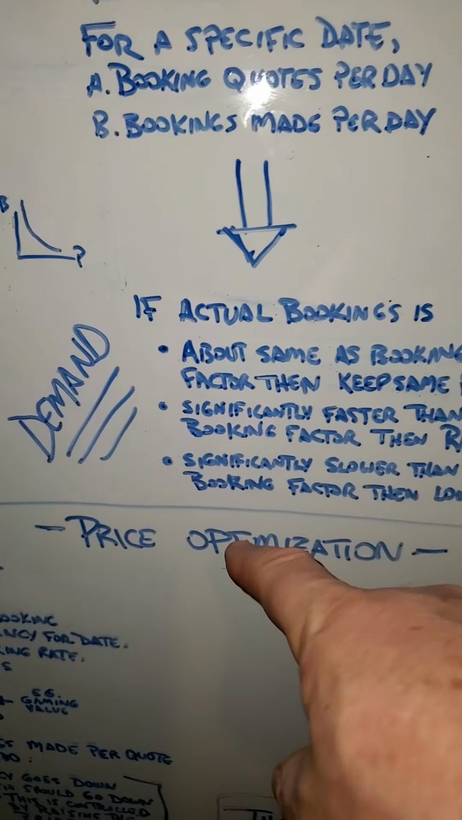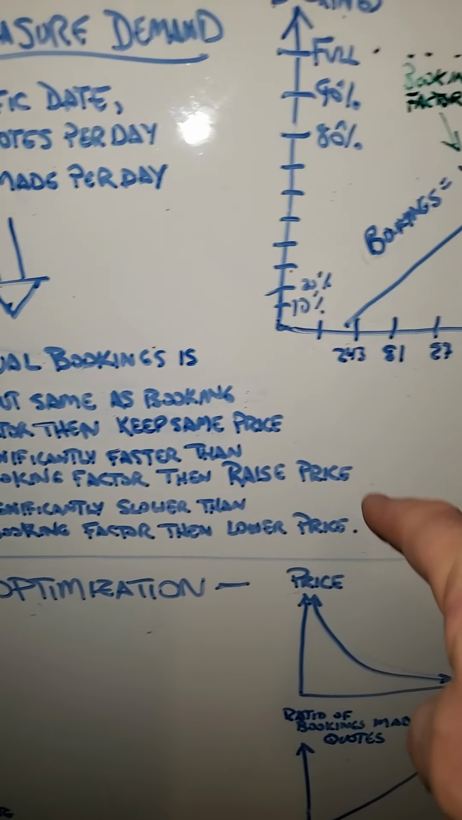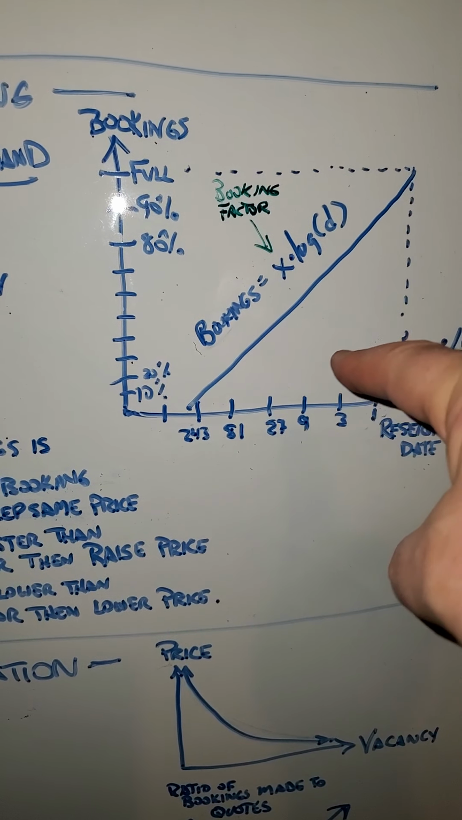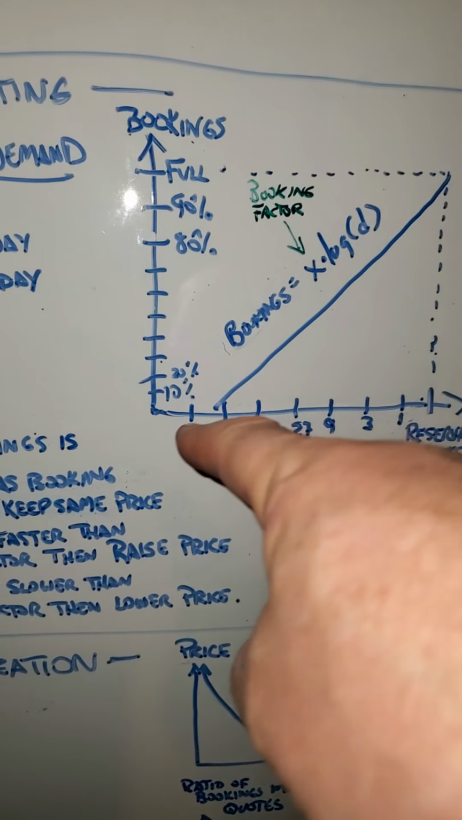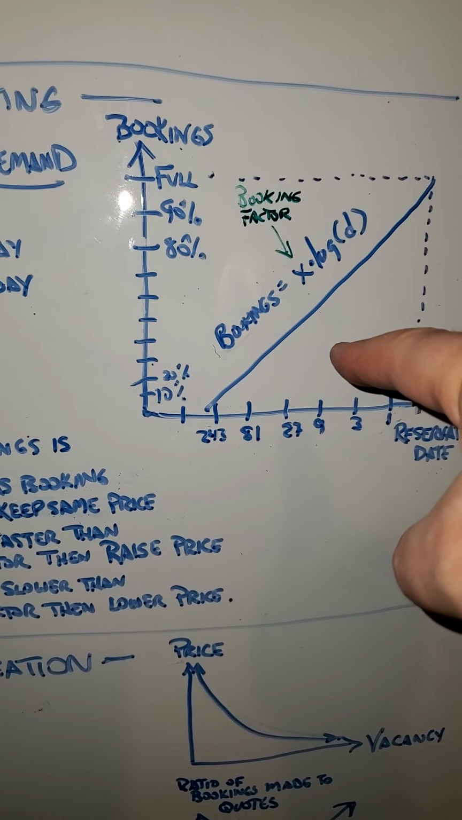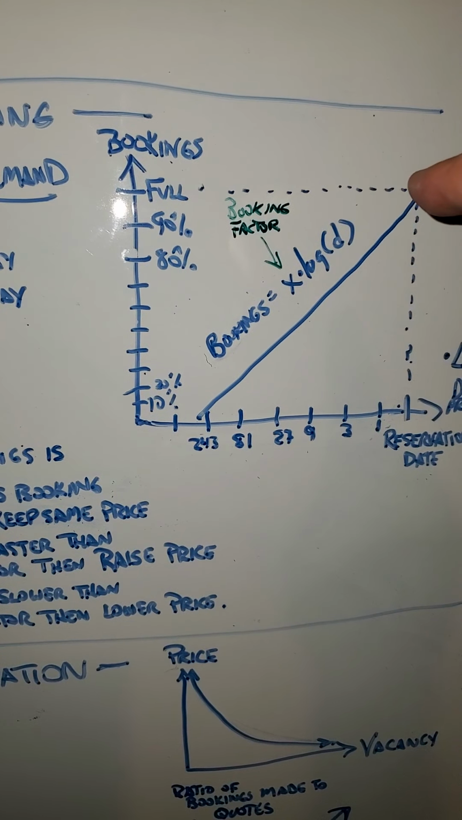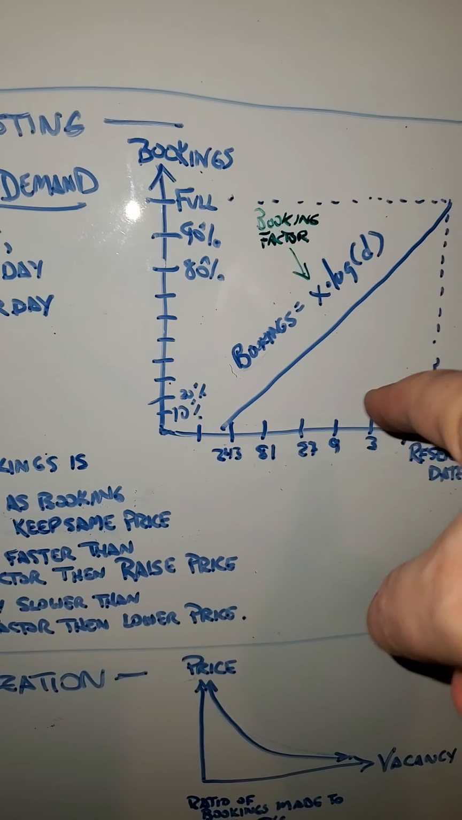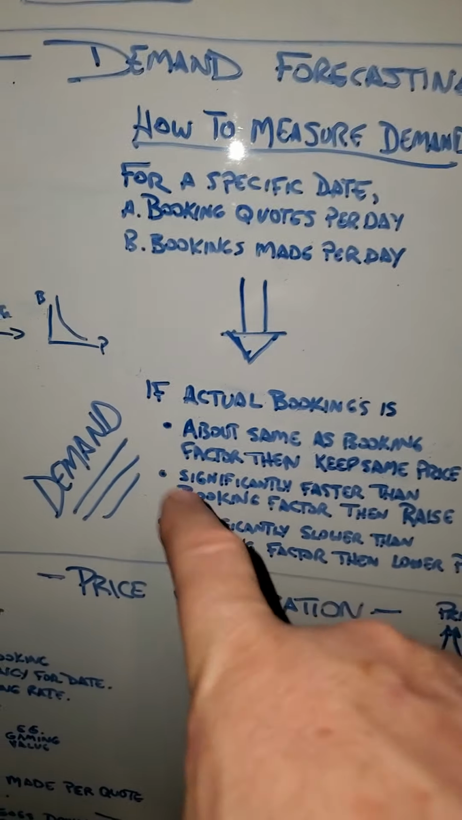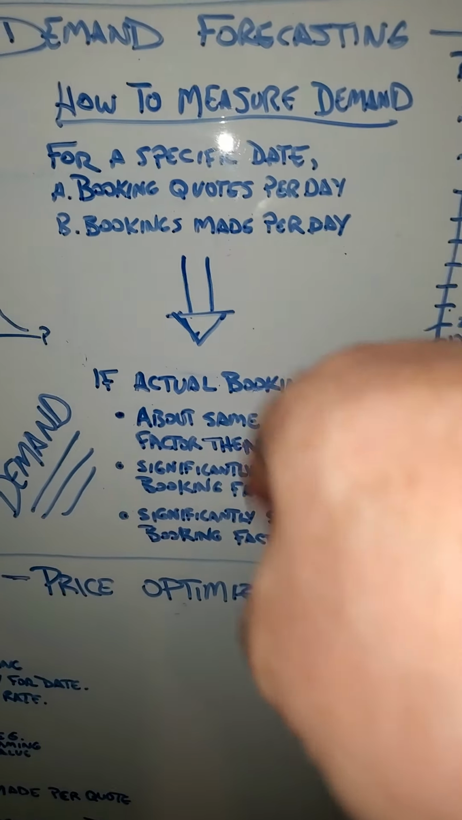The next one is if it's significantly slower than the booking factor, then we would lower the price. So if it's slower, it's going to be coming down below here and then up. And if it's down here, then we're going to want to lower the price to bump it up so that it follows this curve. So that's how we determine whether we're going to lower the price, raise the price, or keep the price the same.